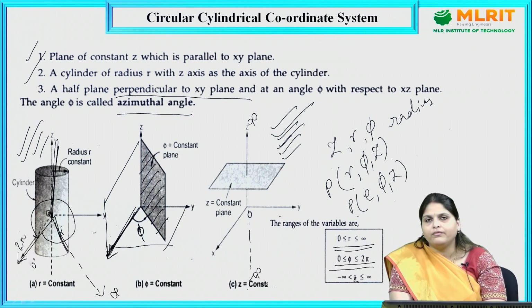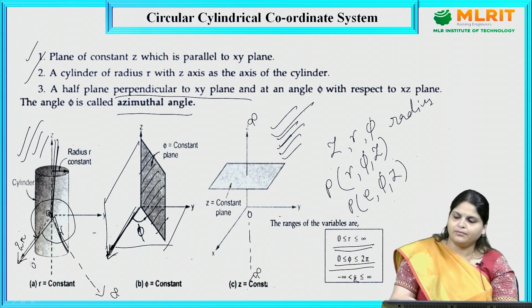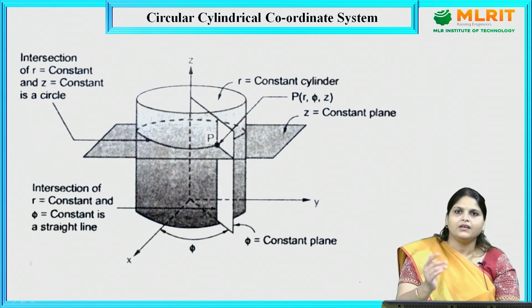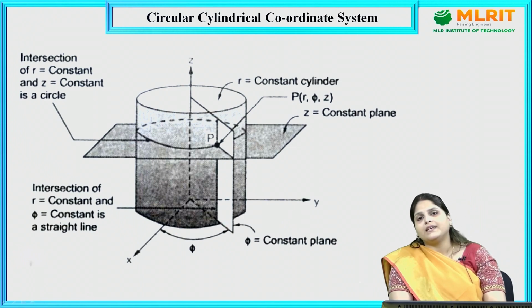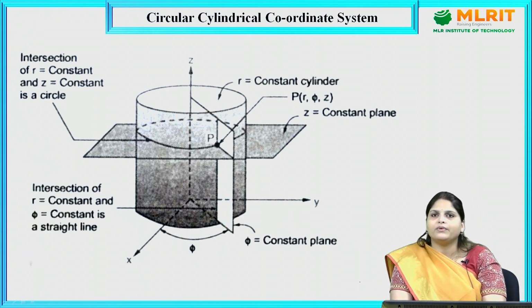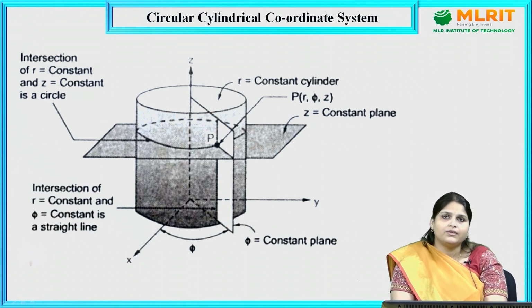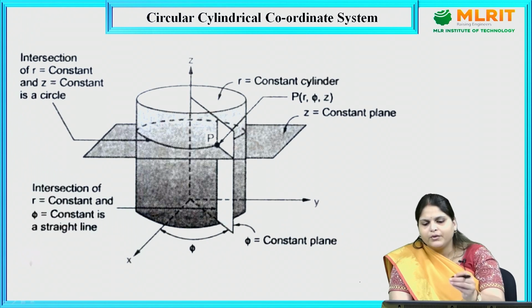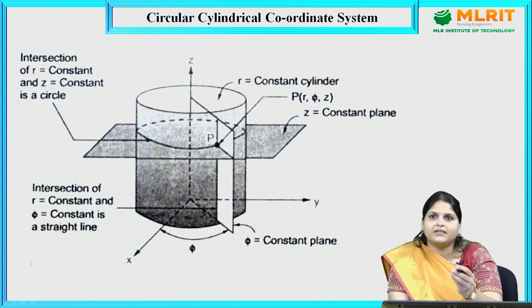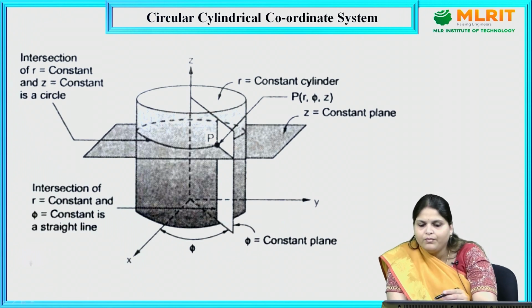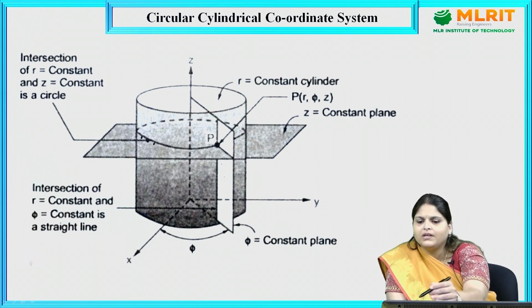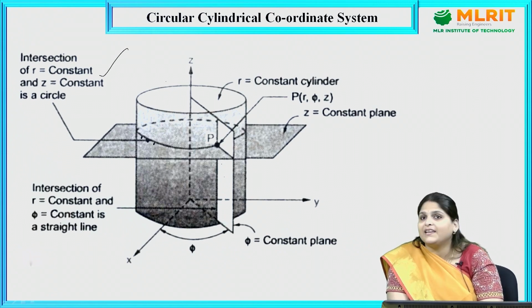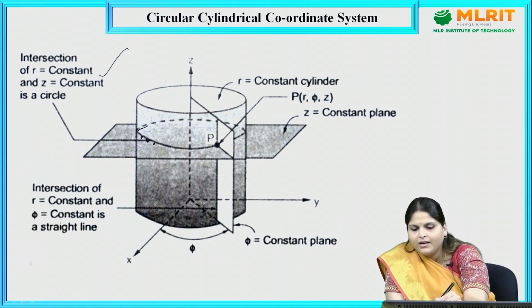This is the basic of the circular cylindrical coordinate system. Let's move to the next slide. Now if you see, by using these three components, we have formed the circular cylindrical coordinate system. If you look at this keenly, we can see some intersection points. This particular point, somewhere here or here, is the intersection of r constant and z constant, and it is forming a circle, this one.